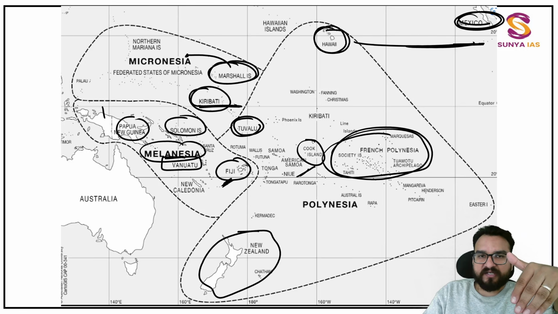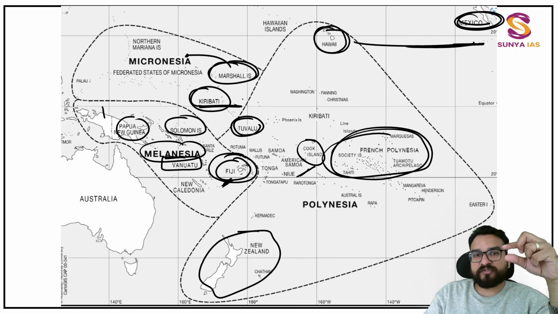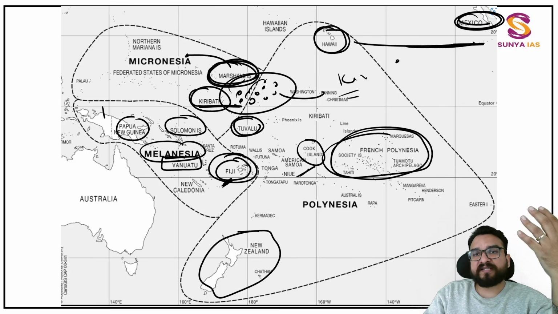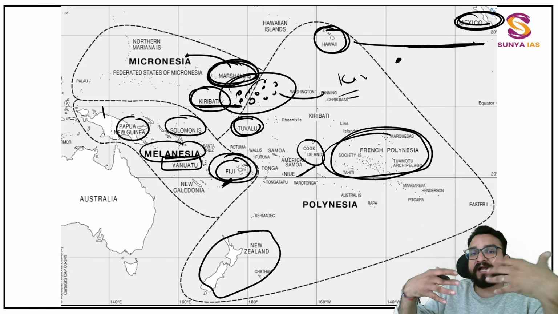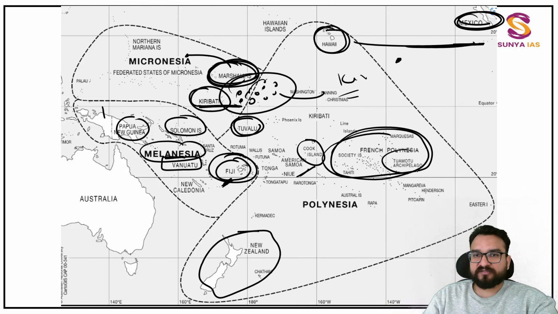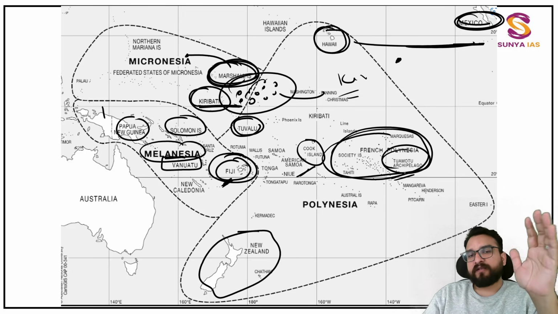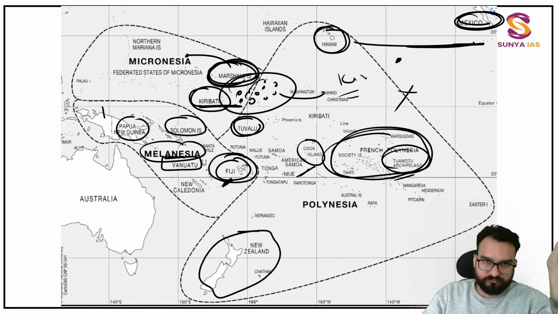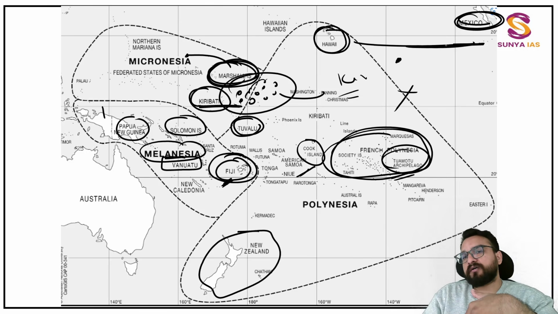French Polynesia, Kiribati, Fiji, these are major island countries. Many islands will be constituting Kiribati, and many islands will be constituting Marshall, so don't think that they are only one island. They are archipelagos, right? Somewhere archipelago will also be written. Now, what I would suggest is to just observe it once and then ignore it, because questions are rarely coming from here or have never come from here, and the chances are very less.